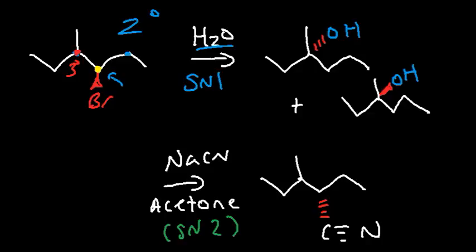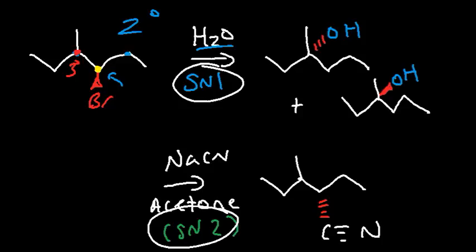But we only get one product instead of two products. We only get the inverted product. So as you can see, that's the difference between an SN1 and an SN2 reaction. So now that we've identified the products, let's go ahead and write the mechanism for those reactions. Let's start with the first one.